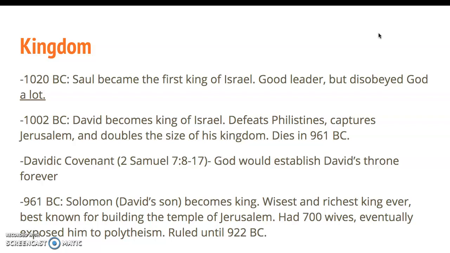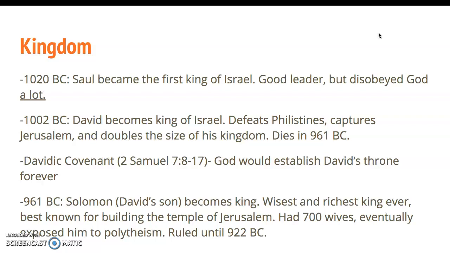God would establish the Davidic covenant with him. In 2 Samuel 7:8 through 17, God would establish David's throne forever, his dynasty forever, and he's going to accomplish this not in an earthly kingdom format, but through Jesus Christ, who's from the line of David, born in the city of David. And one day, when he comes back and establishes his kingdom forever, that covenant will be fulfilled.